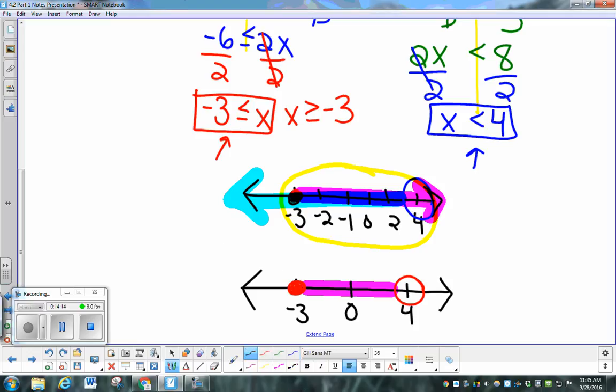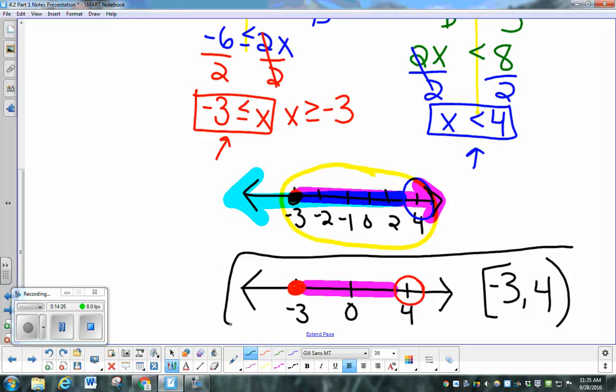If we wanted to write that in interval notation, we range from negative 3 to 4. X could be equal to negative 3, so we want a bracket. It cannot be equal to 4, so we want a parentheses. And that's our solution.